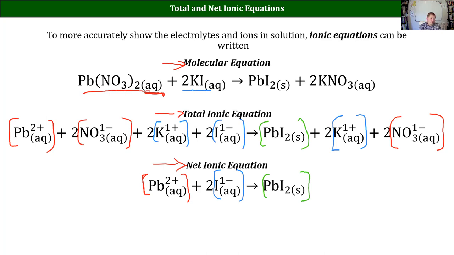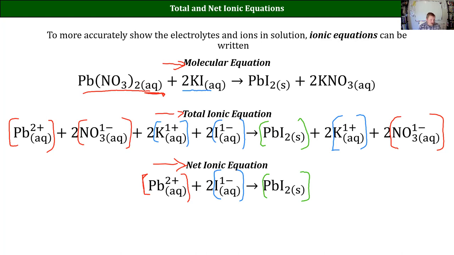And so this is actually a really, really easy way to write it. It basically ignores the stuff that's not changing and only shows you the meat and potatoes, the stuff we actually care about in these precipitation reactions.